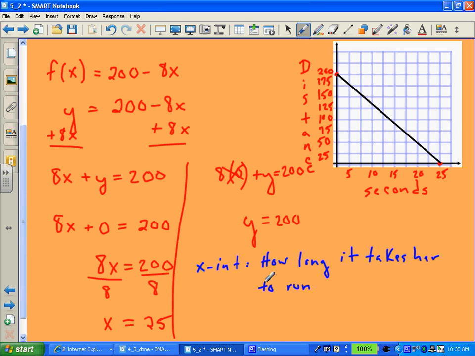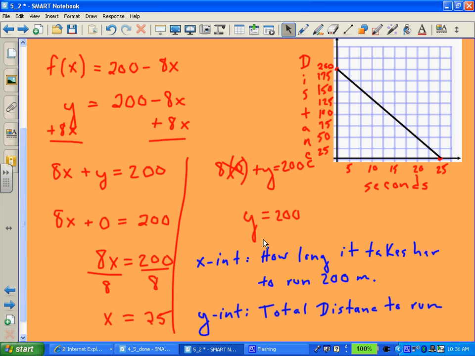the girl, we'll just call her, to run 200 meters. And then the y-intercept, which is 200, is her total distance. Because if you think about it, because y represents distance, right? So when y is 0, that means she's ran her whole race. So that's why x is 25. And when x is 0, that means she hasn't started yet. So she still has 200 meters to run.